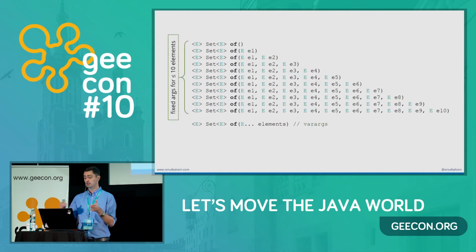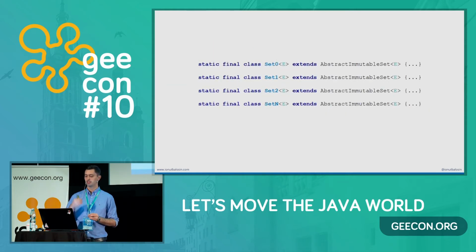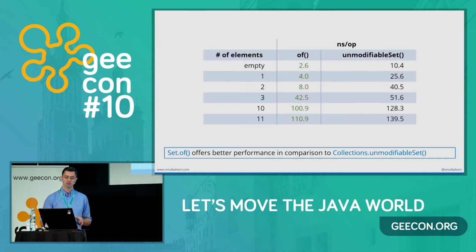I will go quickly through the methods. I won't get into the same explanation. There are dedicated methods for a fixed number of arguments, and starting with the 11th, there is the varargs method. And the same for the wrappers, Set0, Set1, Set2, and SetN, the same principle. And in terms of performance, again, I did a few benchmark tests, and the of version was always better in comparison to the alternative that we were using. For example, we might use in JDK 8 unmodifiableSet.